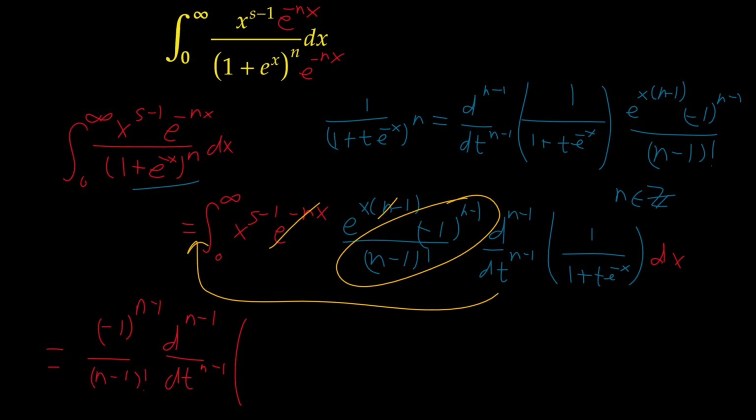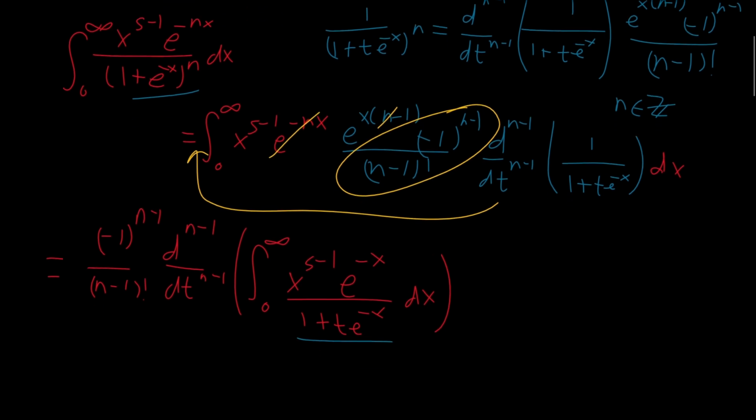And now inside of our derivative we have our integral from 0 to infinity of x to the s minus 1 e to the minus x over this 1 plus t e to the minus x dx. This is already quite messy, but we're going to express this term right here, our denominator, as an infinite series. The reason we can do that is because this t e to the minus x term is always going to be, or at least in the limit, less than 1.